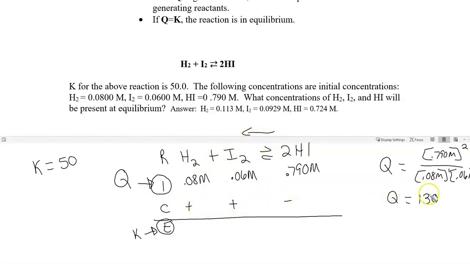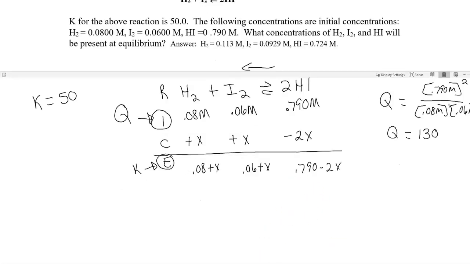So basically I did all that work just to say the reaction is going to go that direction. Now I don't know how much, but I'm going to let that be X. That X, look at this guy. He's got a 2, so he's going to be a 2X. So then 0.08 plus X, 0.06 plus X, 0.790 minus 2X. Oh my goodness gracious.